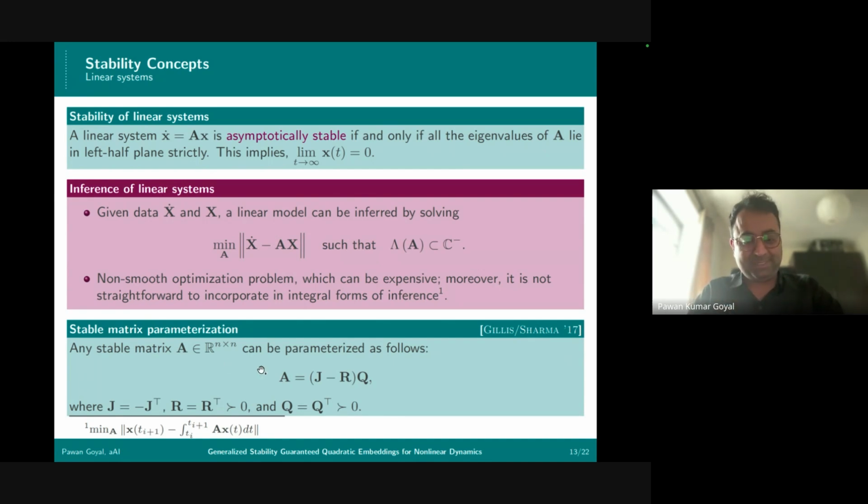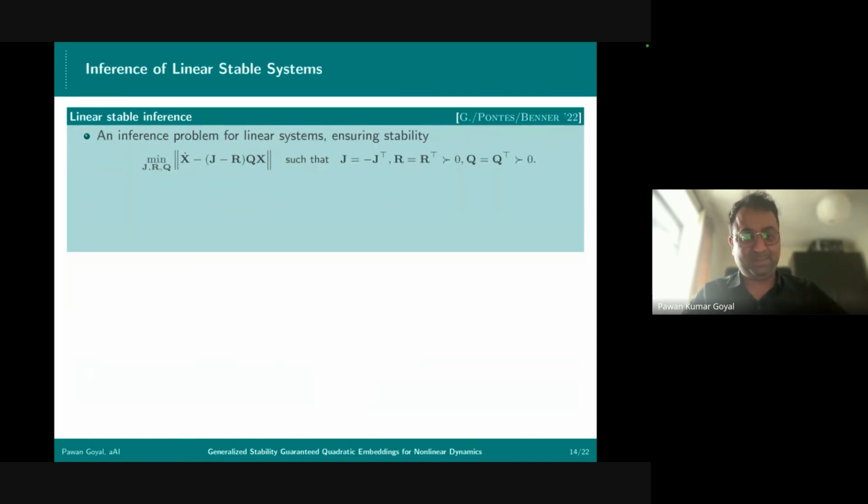can be parameterized as (J minus R) times Q, where J is a skew-symmetric matrix, and R and Q are SPD matrices, symmetric positive definite matrices. That means that if we parameterize our matrix as (J minus R) times Q, that matrix by construction will be a stable matrix. The parameterization allows us to avoid the non-smooth optimization problem, and we can fuse this parameterization directly into learning dynamical systems.